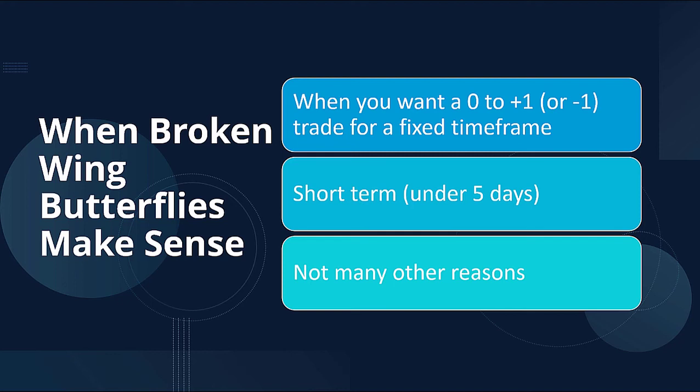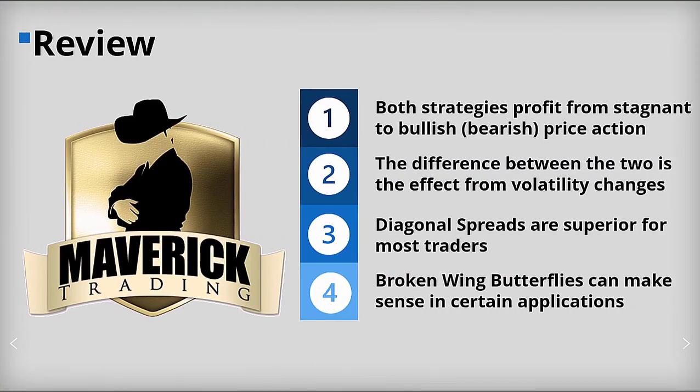I just don't. I think the diagonal call spread gives you way more options for sure. So that is the comparison. You can see they're very similar strategies. They work about the same way. Volatility is the one thing that comes in and says, okay, how should we handle this volatility? In my opinion, it's just my opinion, diagonal call spreads are superior for most traders. I think it just gives you a lot more options to do things.